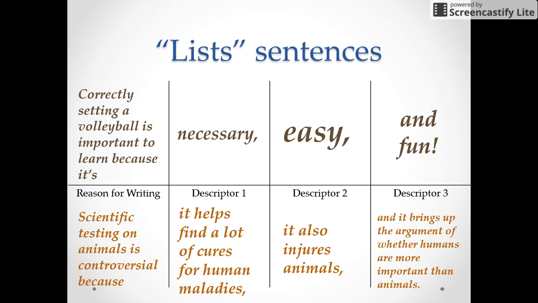I'm using it statements. It helps find a lot of cures for human maladies. It also injures animals. And it brings up the argument of whether humans are more important than animals. So I did that same it as the pronoun replacing the antecedent, followed by a verb. So kind of the action verb statements. But I used action verbs for each part of the list.